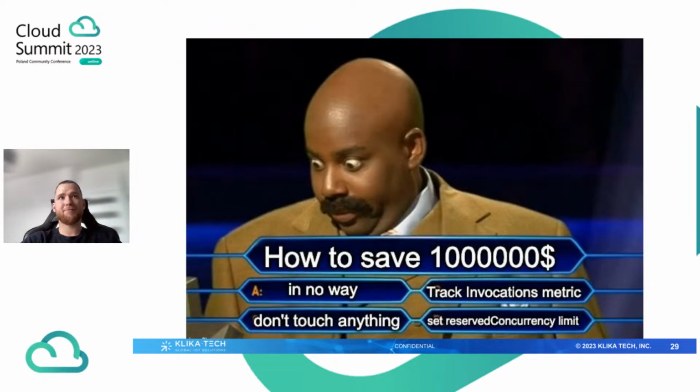And now, as I promised, a specific use case that can help you to save up to $1 million. What do you think, guys? Which answer seems right? I guess this one is close to the option don't touch anything. But it's not our case. We are going to choose tracking metrics and setting concurrency limits.